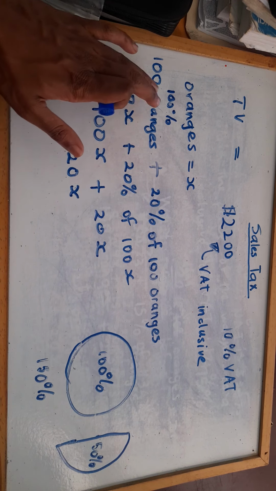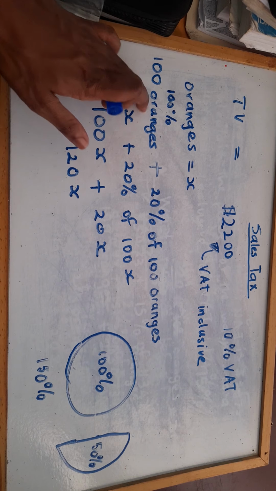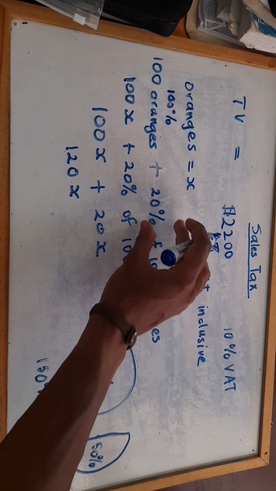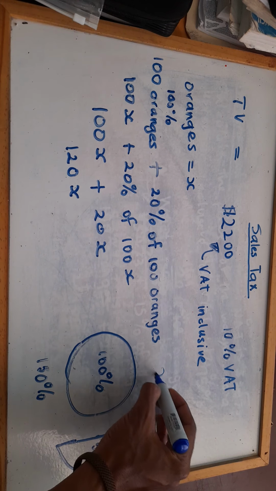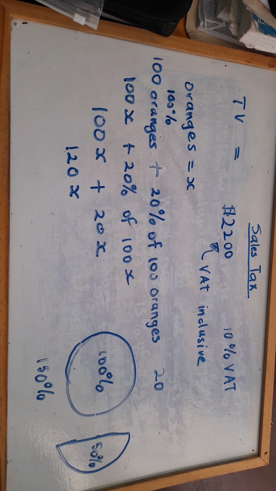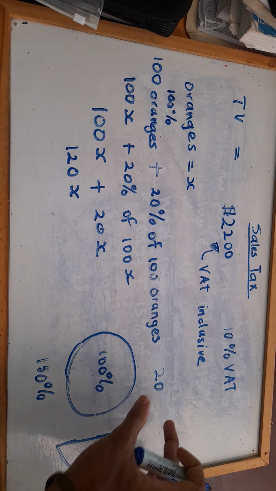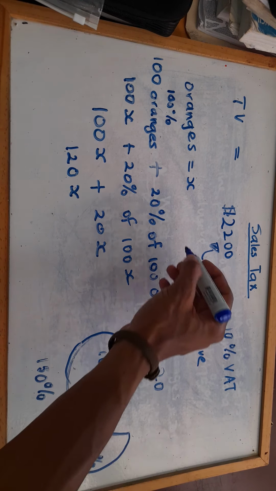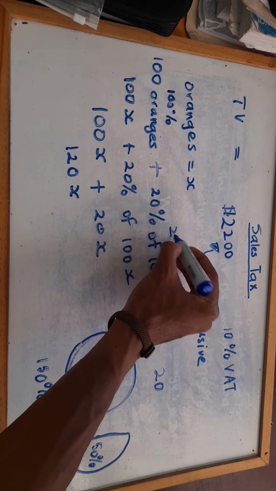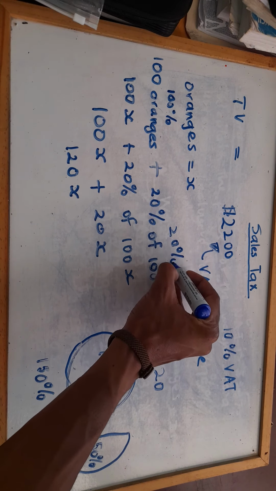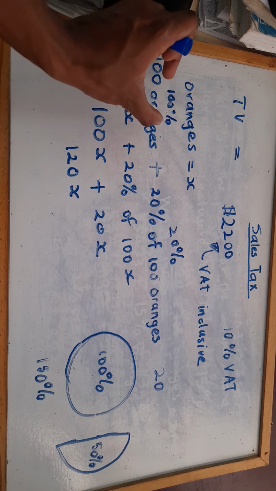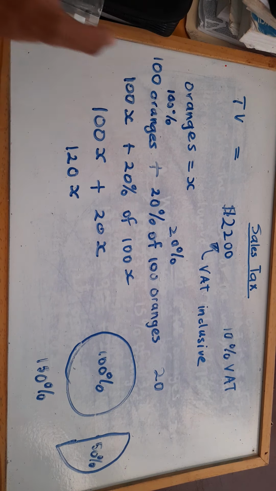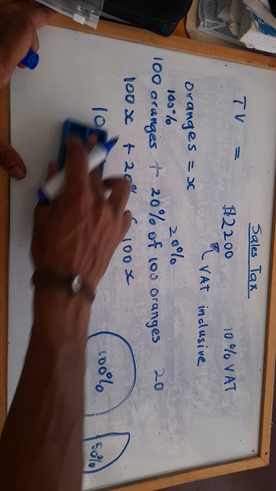The similar concept here. We have 100% of oranges. 20% of 100 oranges we just calculated was 20 oranges. Somebody comes and gives us 20 oranges. Somebody basically comes and gives us 20% of the total we had. So using the same concept, let me erase it.